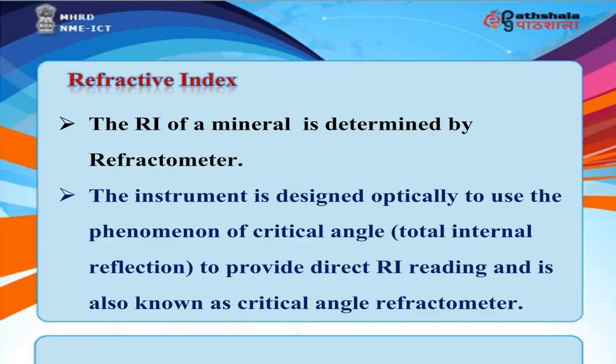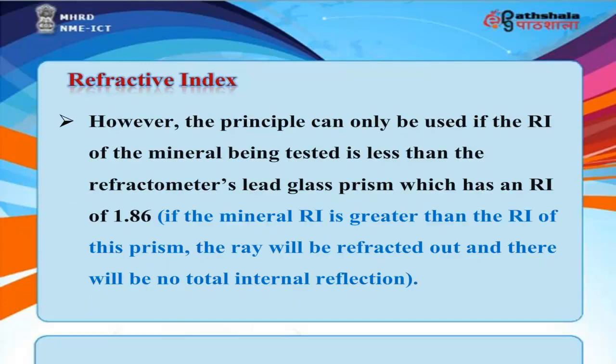The refractive index of a mineral is determined by a refractometer. The instrument is designed optically to use the phenomenon of critical angle, total internal reflection, to provide direct refractive index reading and is also known as critical angle refractometer. However, the principle can only be used if the refractive index of the mineral being tested is less than the refractometer's lead glass prism, which has a refractive index of 1.86. If the mineral refractive index is greater than the refractive index of this prism, the ray will be refracted out and there will be no total internal reflection.